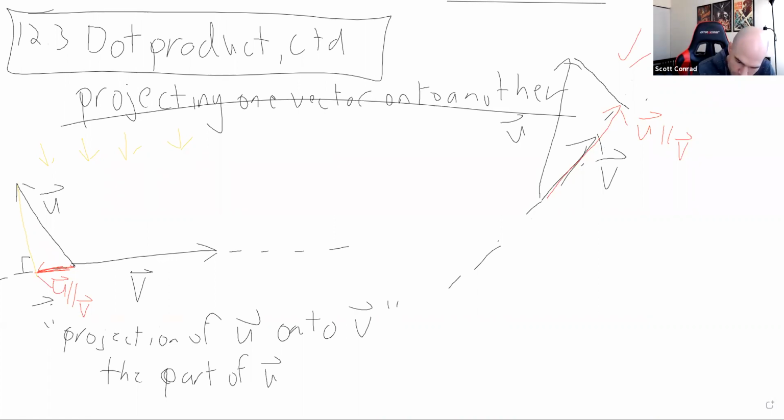So the part of U which is parallel to V. That's how we think of the projection of U onto V. Sorry, is this making sense so far, what the projection is? Does everyone understand how that works? It's just like the shadow of U on the ground containing V. And you're always going to get something parallel to V.